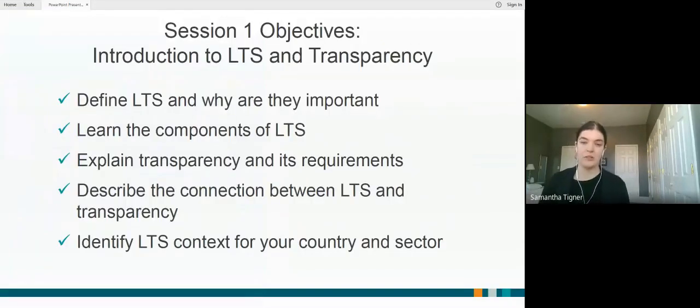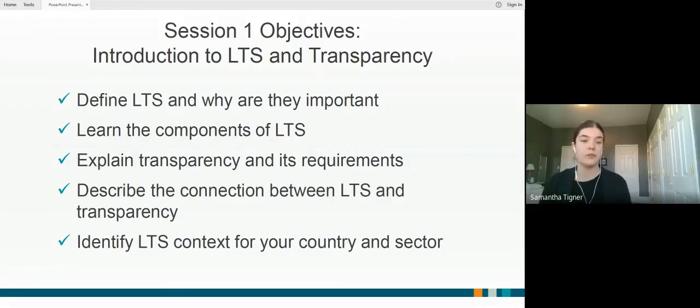Thank you. So now that we've gotten to know each other a little bit better, and hopefully we'll continue to do so throughout these training sessions, I think we can dive straight into the content. Up on the screen right now are our objectives for today's specific training. Hopefully by 12 o'clock today, you will be able to define long-term strategies and understand why they're important. You're going to learn the various components of long-term strategies, hear about and explain transparency and its various requirements, as well as understand and describe the connection between long-term strategies and transparency.